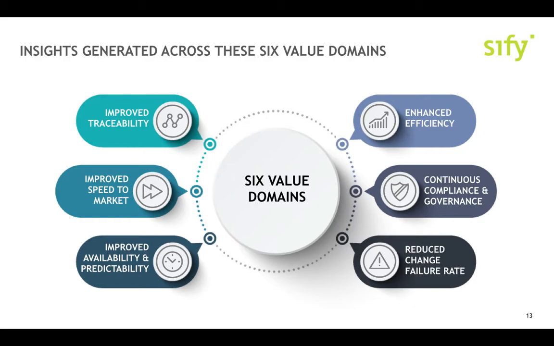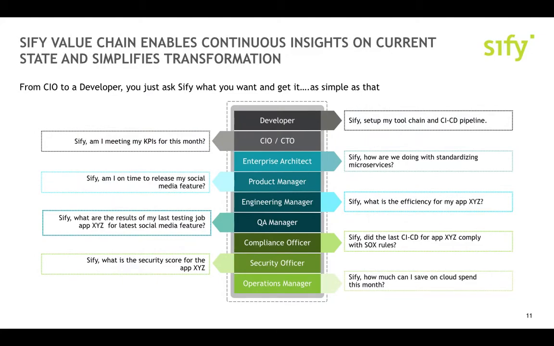It provides insights on the following 6 key pillars: requirement traceability, speed to market, availability, efficiency, security and compliance, and quality. All stakeholders, starting from a CIO all the way to a developer, get insights.